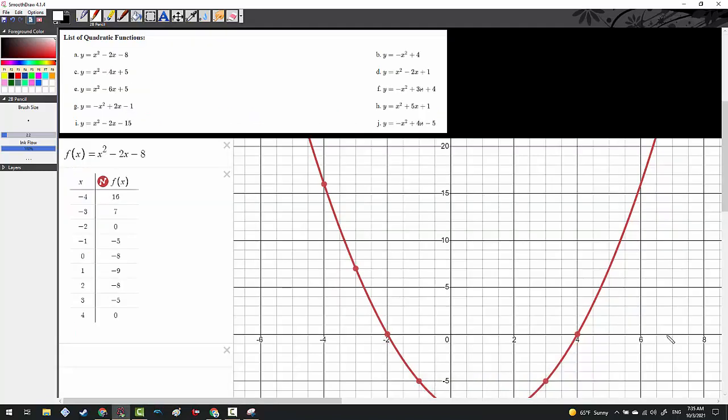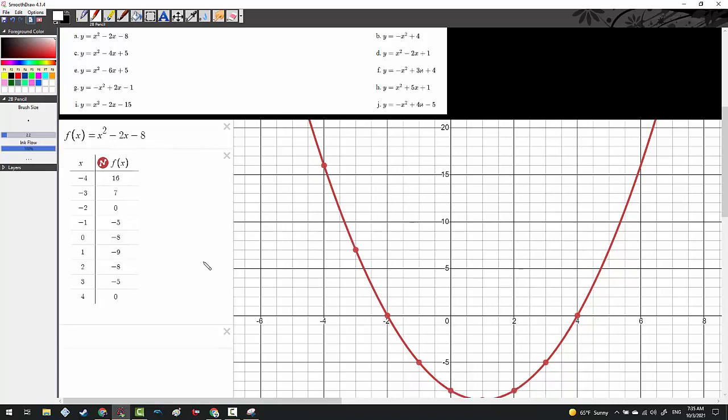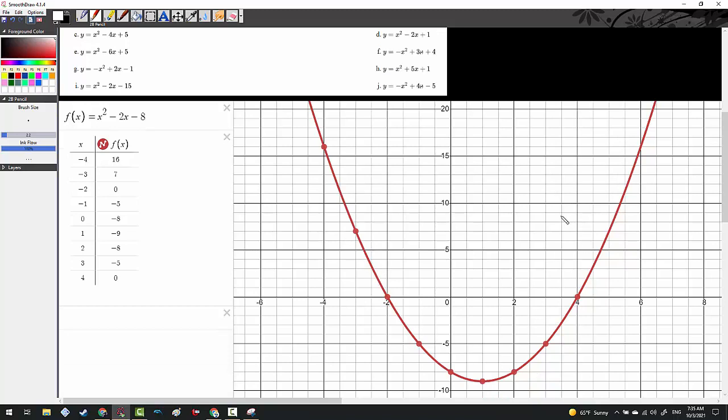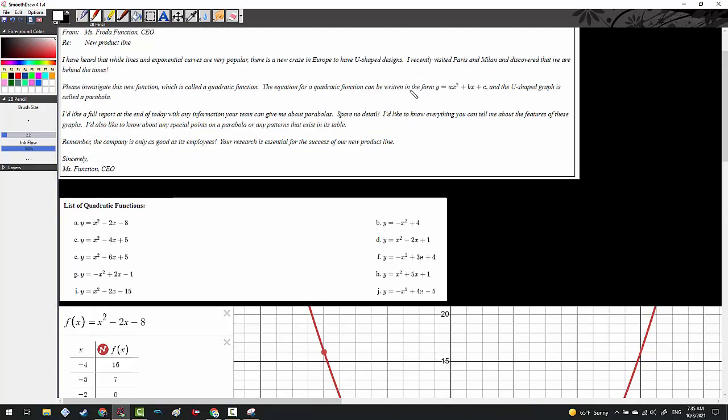So I ended up using A for my first example here, and I just plugged it into Desmos for purposes of this video. If you look at the table below A, what I did was punch all of these values into the A function. You see how the A function matches right here, and so I ended up getting all these values. Now, we've done a few of these examples on quizzes before, where we plug in a bunch of values and get a bunch of coordinates that we plug into a graph that ends up looking like this U-shape. Remember, in the letter, the CEO, Miss Function, says that all of these graphs are written in the form y equals ax squared plus bx plus c, our standard form of a parabola, and this U-shape is called a parabola.